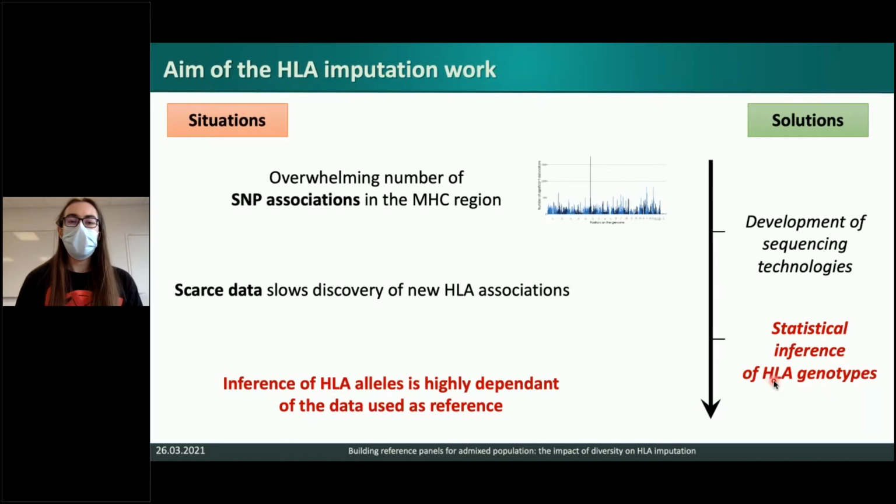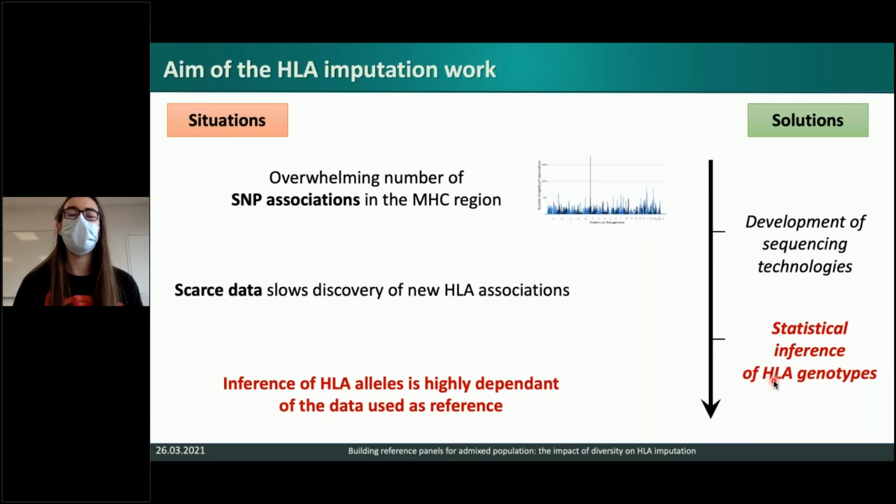In the past few years, as Nicolas said, there has been an overwhelming number of SNP associations in the MHC region. This proves that the genes in this region, whether they're HLA or not, are really important in diseases, whether they are autoimmune or infectious diseases. The problem is those kinds of associations do not pinpoint a specific HLA allele and are difficult to interpret biologically.